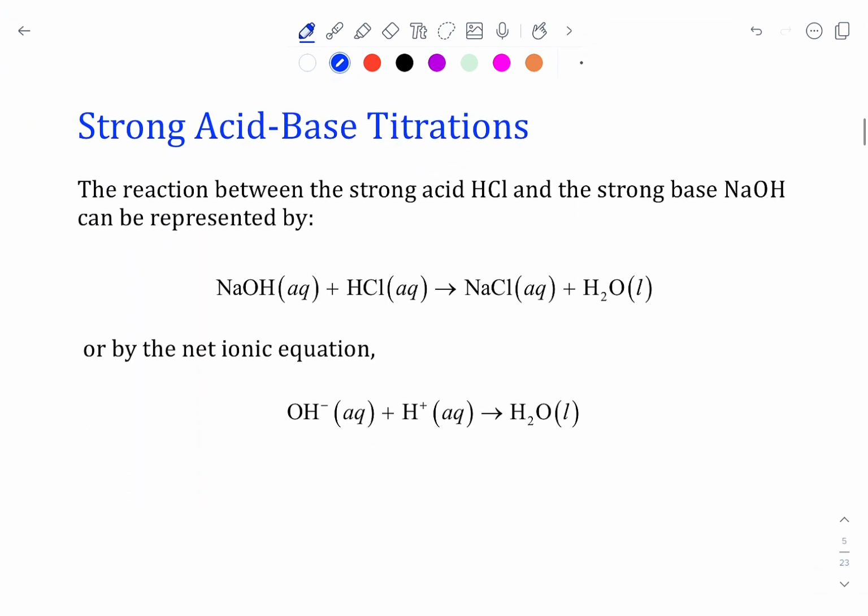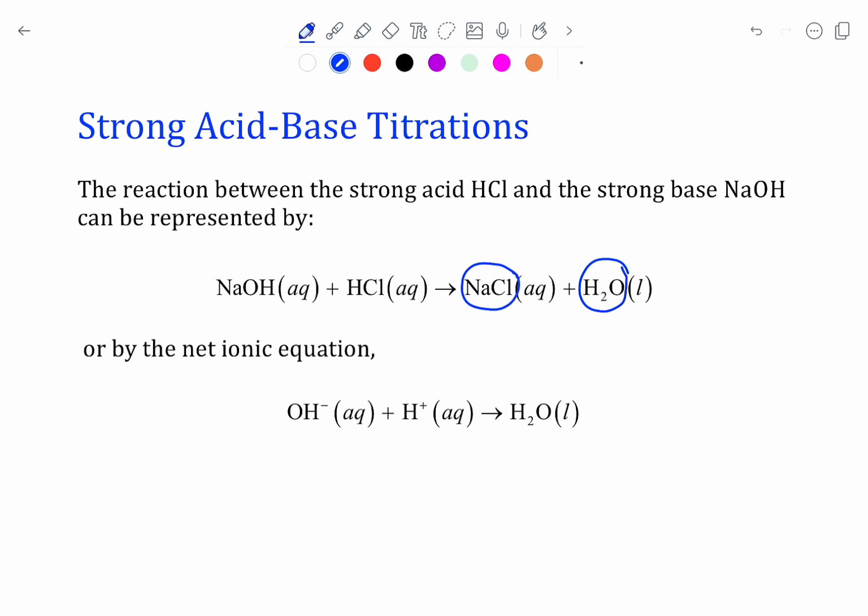So let's start off with our strong acid, strong base titrations, which is what we've been looking at so far. So the reaction between the strong acid HCl and the strong base NaOH can be represented by the following balanced chemical equation. NaOH plus HCl creates NaCl and H2O. Remember from General Chemistry 1, when we have an acid reacting with a base, we create salt and a water. So here we have a salt, and here we have water.